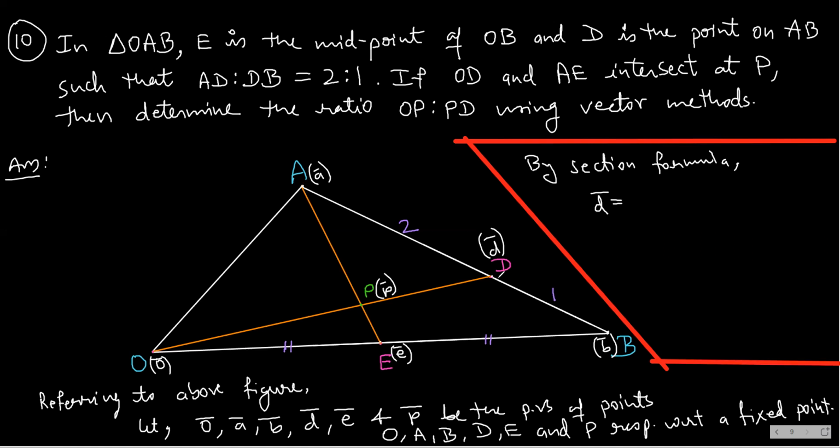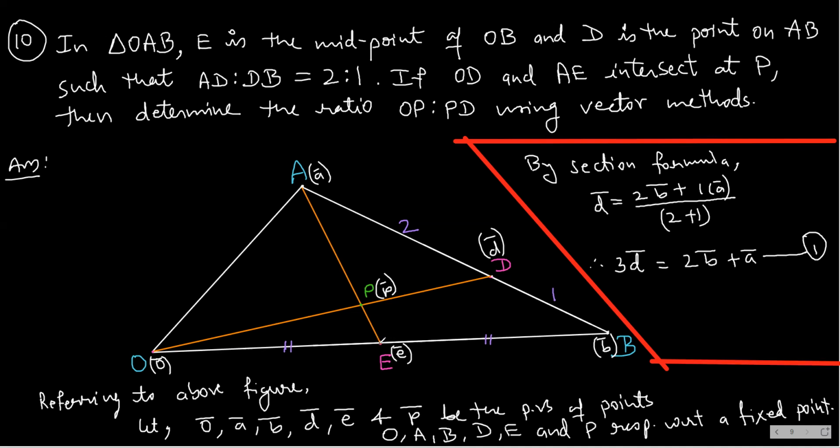So see, I get D bar equals to, you know, this 2 will multiply the position vector of point B. So D bar is 2B bar plus 1 time A bar, that is 1A bar upon 2 plus 1. Now 2 plus 1 is 3, so I will get therefore 3D bar equals to 2B bar plus A bar. This is equation number 1. Okay. I applied the section formula for point D.